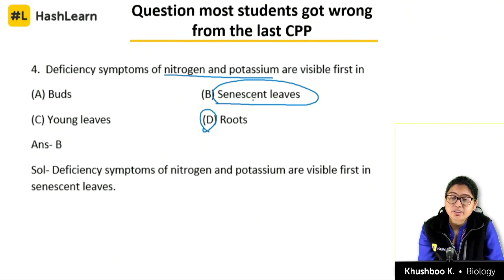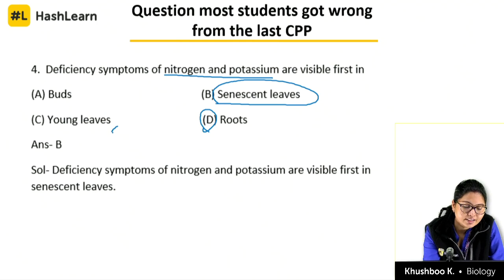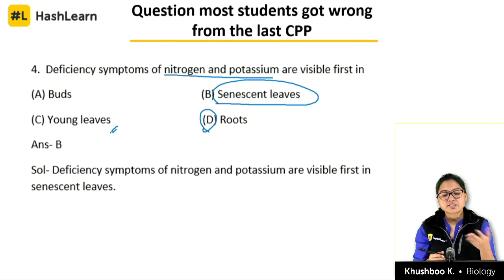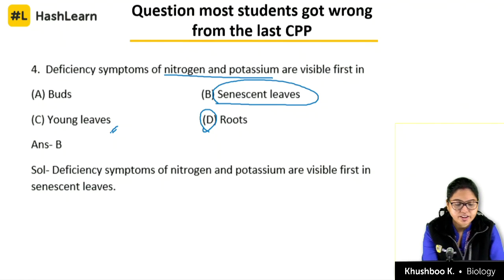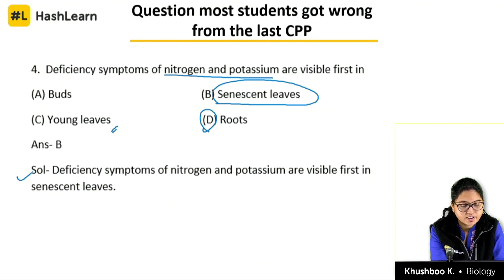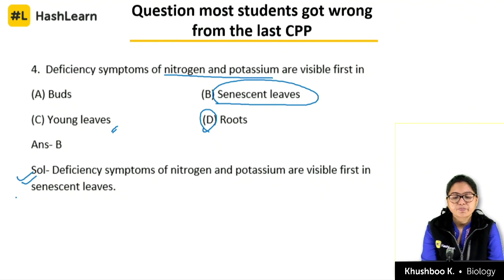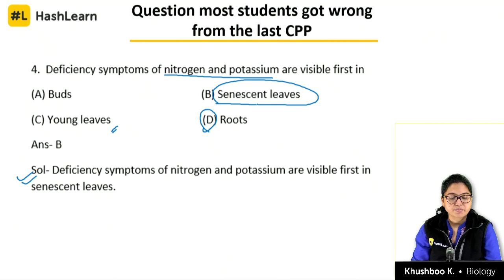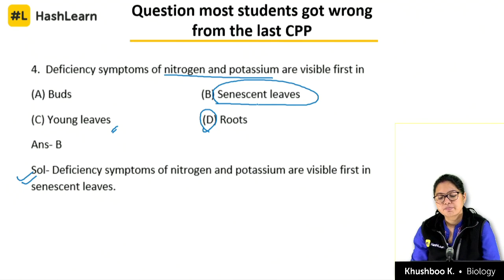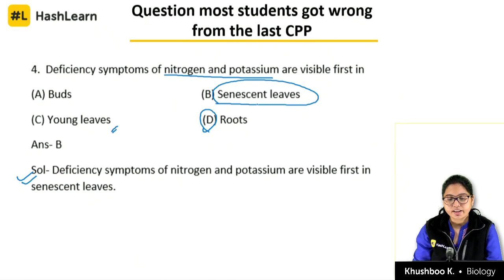But whenever the nutrient is immobile, then in that case you will see the deficiency symptom first in young leaves or buds. Okay, that will be the scenario, and that is why the solution is B, that is, deficiency symptoms of nitrogen and potassium are visible first in senescent leaves. Okay, clear?